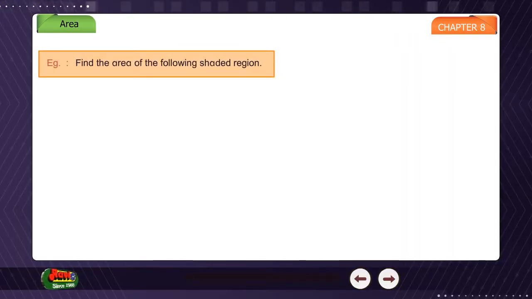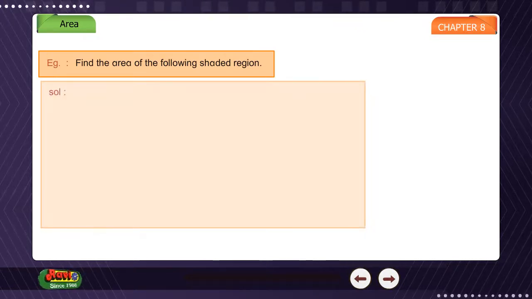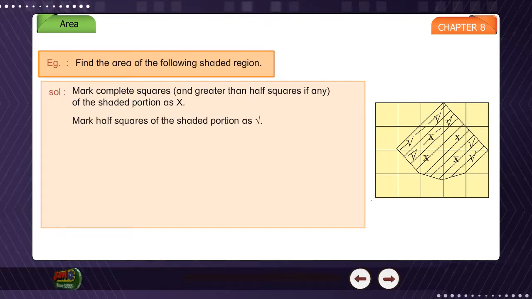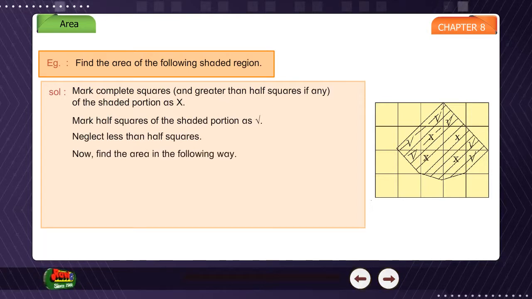Example: find the area of the following shaded region. Solution: mark complete squares and greater than half squares, if any, of the shaded portion as x. Mark half squares of the shaded portion as under root. Neglect less than half squares. Now, find the area in the following way.